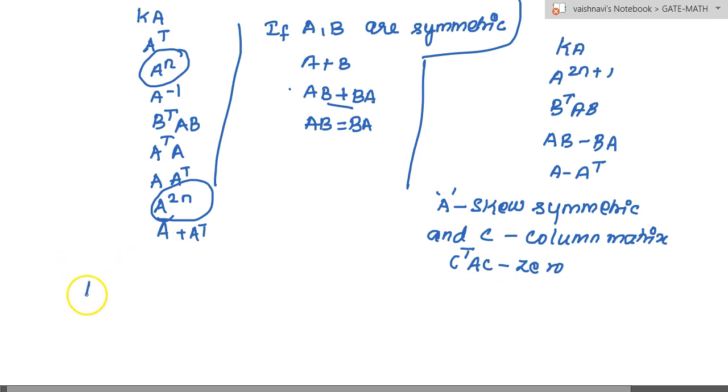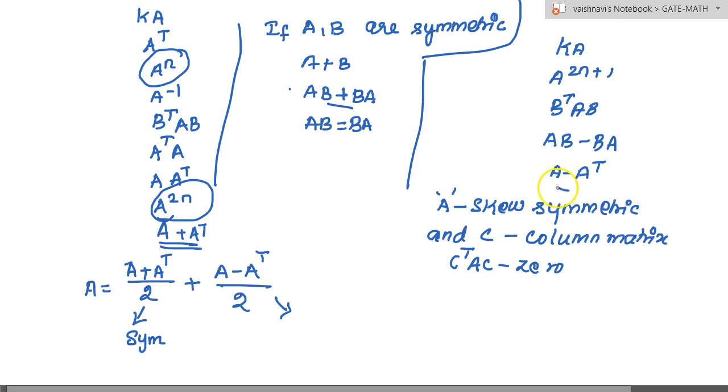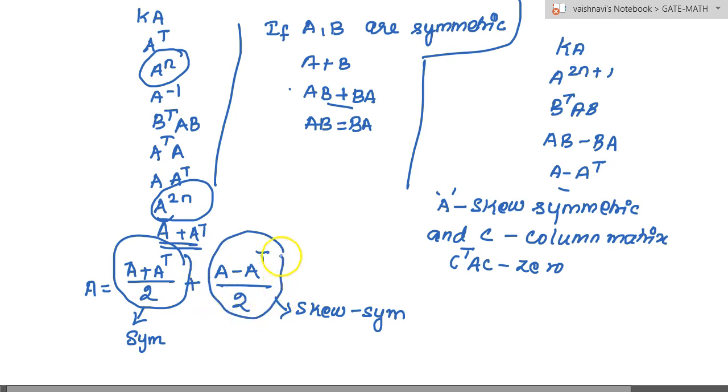skew symmetric matrix. That is, if A is a square matrix, then this matrix can be written as A plus A transpose by 2 plus A minus A transpose by 2. See here, A plus A transpose is symmetric, right? This is symmetric. A minus A transpose is skew symmetric. So what is the theorem I said? Every square matrix can be uniquely expressed as the sum of a symmetric and a skew symmetric matrix.